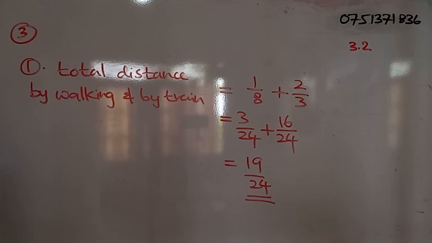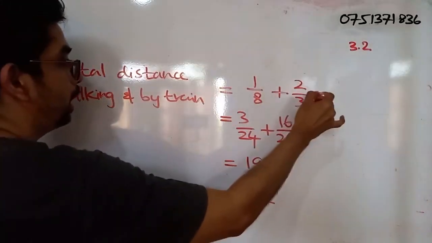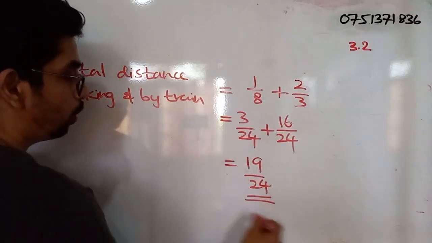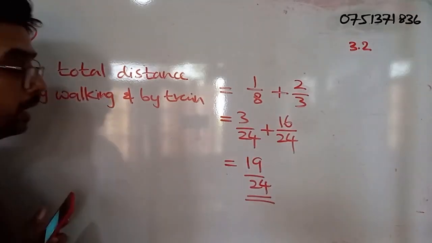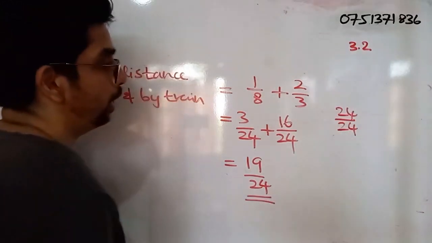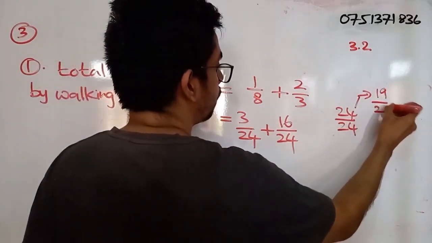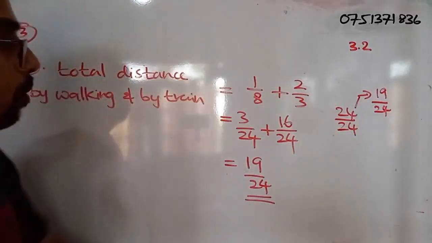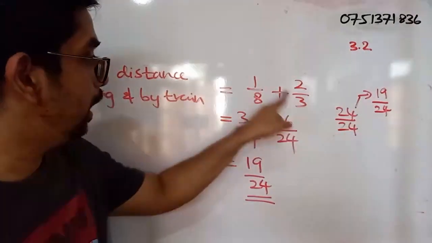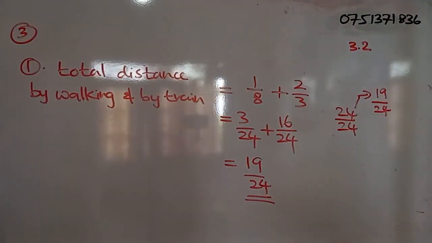Okay. Express the distance she traveled by bus as a fraction of the total distance. Right? So she walked one eighth and went by train two thirds. When we add those we get 19 by 24. Then the remaining part, the whole one, is what? 24 by 24, right? So out of this 24 by 24, 19 by 24. What does this mean? This is the sum of the part by train and the part by walking. Then what is the remaining part? By what did she travel? The part traveled by bus. Okay.